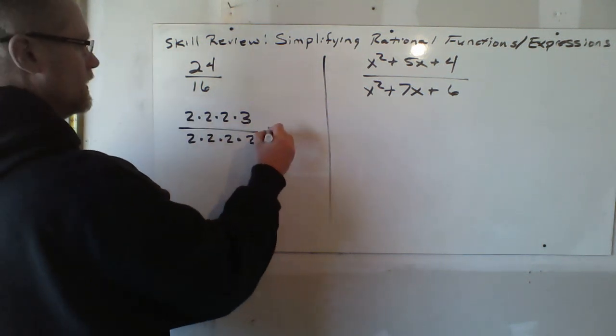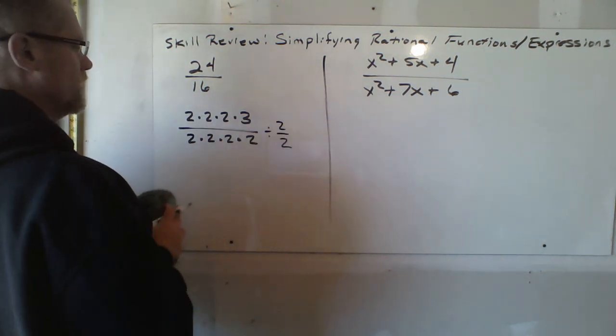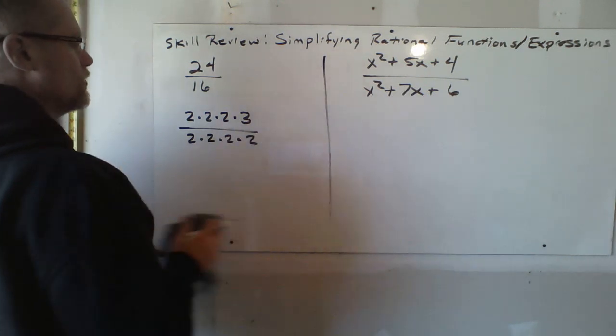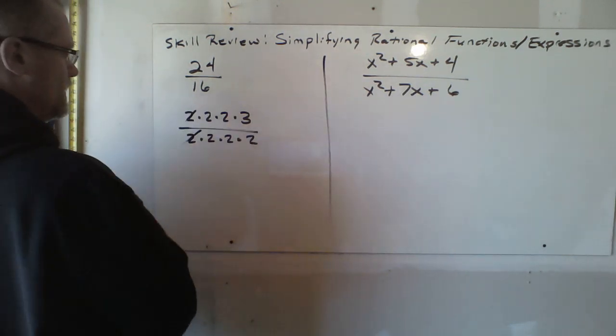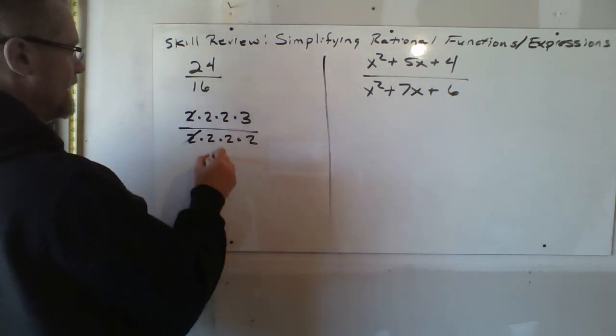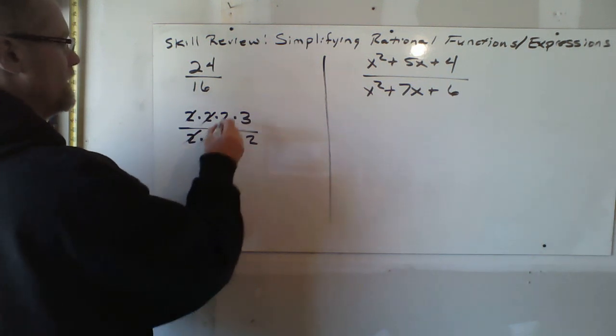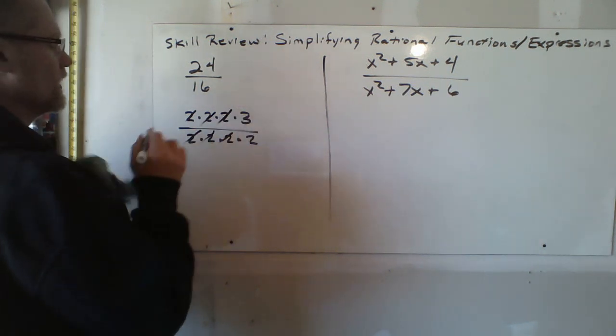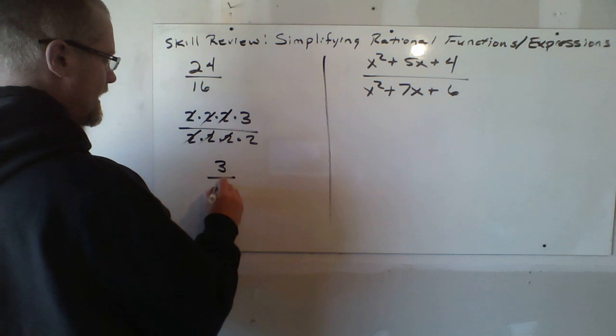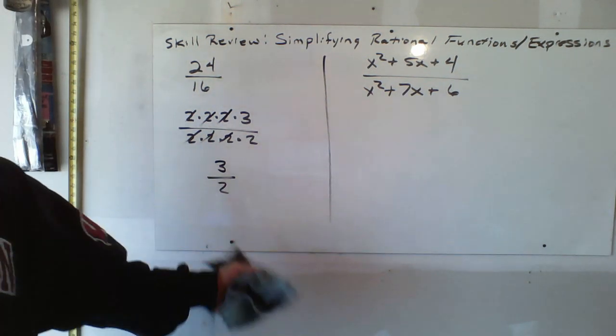Okay, now I can divide by 2 over 2. So when I divide by 2 over 2, that's going to divide the top by 2 and divide the bottom by 2. I can divide by another 2 over 2. I can divide by another 2 over 2. So what's left is 3/2. So there is the simplified form.